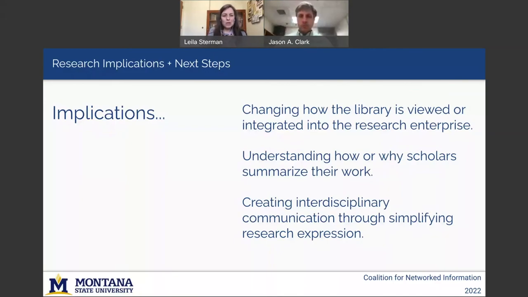We will do some more work understanding how and why scholars summarize their work, and figuring out how we can make this more efficient and useful. And then the overall goal of all of that is to create interdisciplinary communication that's more effective, that allows research to innovate, allows people to do what they're hoping to do, and to collaborate across disciplines and even within disciplines in new ways that produce scholarship that will change the world. It's a lofty goal and also a very attainable goal, I believe.